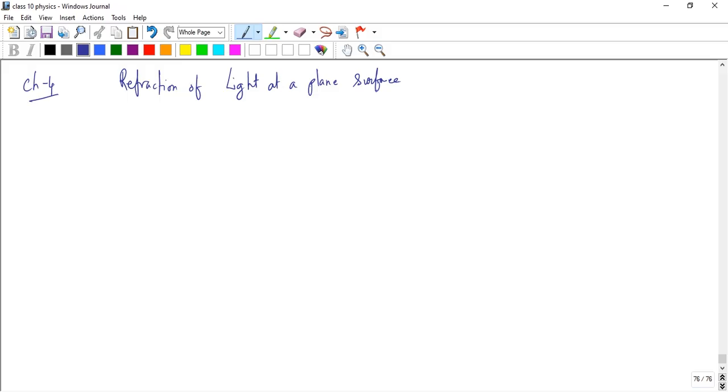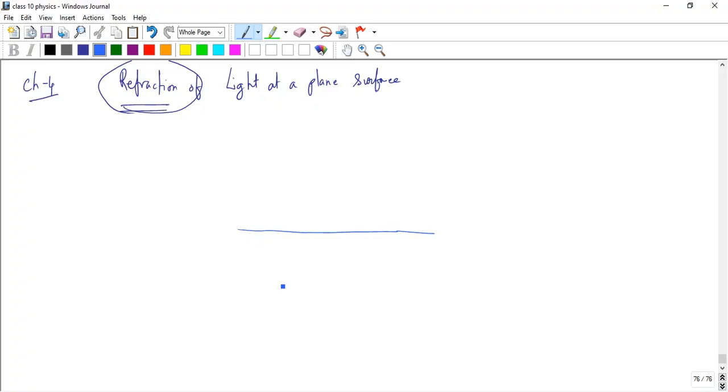Before refraction, we discuss what is reflection. We know from class 9 and class 8 what reflection is, so we ignore that part. Now we start the refraction. In case of refraction, we'll discuss the reflection slightly. Okay. So here is a plane surface.